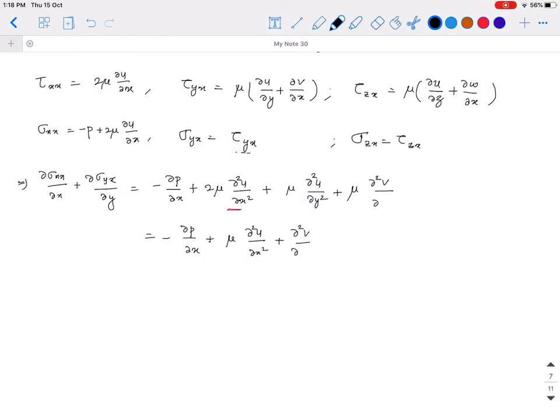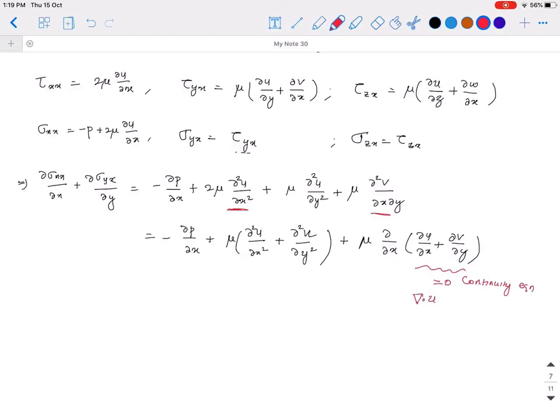This will be ∂x ∂y. So this will become ∂²u/∂y². Plus, we can combine the remaining part, μ ∂²u/∂x², and this term as μ ∂/∂x of ∂v/∂y. This is 0 due to the continuity equation. For an incompressible flow, del dot u is 0, so this term goes to 0 due to mass conservation.